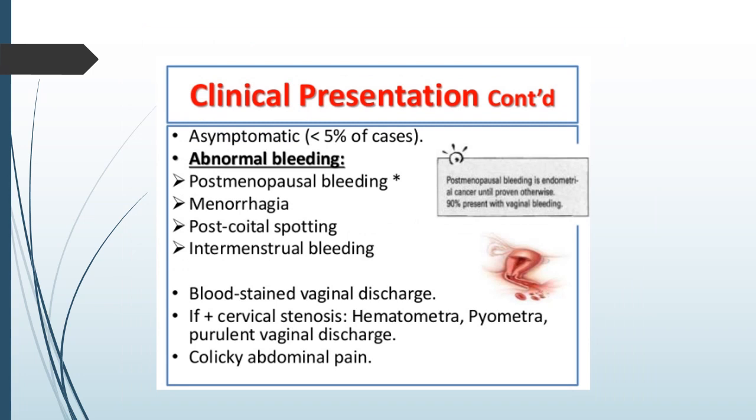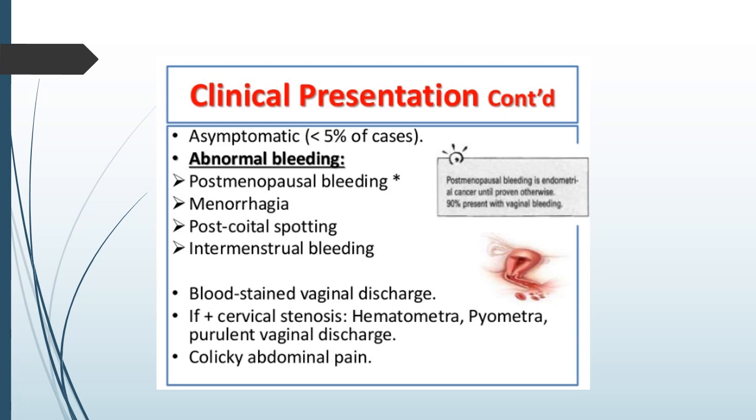Less than 5% of women can be asymptomatic. Abnormal bleeding is one of the presentations, like I have mentioned, postmenopausal bleeding, but it could be menorrhagia in premenopausal ladies, or postcoital spotting, or intermenstrual bleeding. Blood-stained vaginal discharge is another presentation. If there is cervical stenosis, postmenopausal ladies might come to you in the outpatient department with blood-stained vaginal discharge, or they might present with purulent discharge. So there could be pyometra or hematometra.